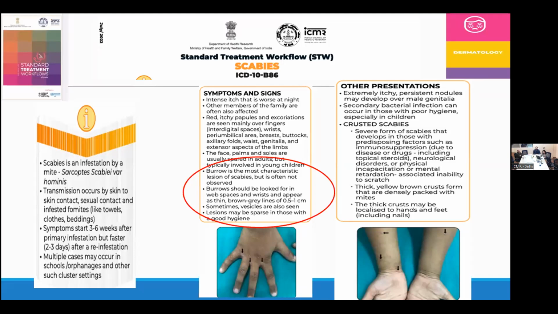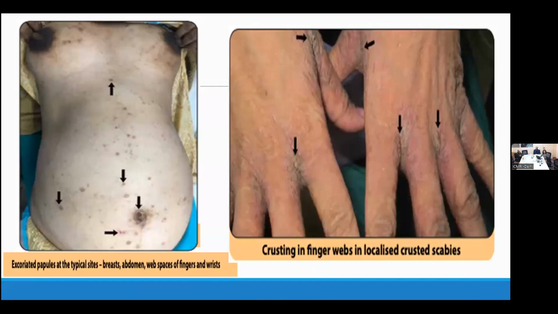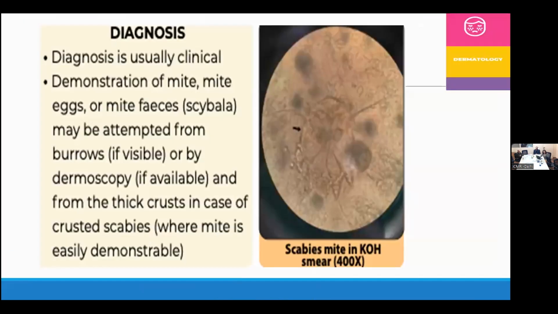Then other presentations like nodular scabies over the genitalia, the association with secondary bacterial infection, and crusted scabies, which, though not common, we wanted people to remember that there is an entity known as crusted scabies. Like I said, we try to provide images to make sure that the mental picture is very clear. The diagnosis, we stress that it is usually clinical, but if you have access, because remember this is also for secondary and tertiary, you may demonstrate the mite or the scybala by a KOH or by dermoscopy.